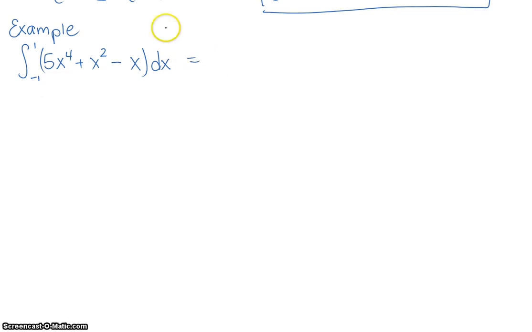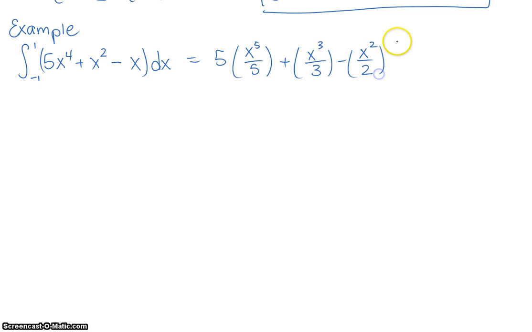So if you go ahead and take the antiderivative of each of these, you're going to go up by a degree, so x to the fifth all over 5, plus, in this case here, x cubed over 3, minus x squared over 2, evaluated from -1 to 1. So versus what we were doing before when we had the indefinite integral, where we had plus c at the end, now we have to actually take the antiderivative and make sure we have the proper notation so we know what we're evaluating it over.